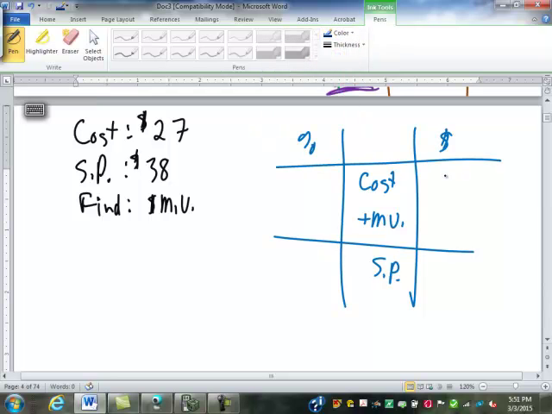We were told that the cost is 27 and the selling price is 38. How do we find the markup? Yeah, 38 minus 27 is $11.